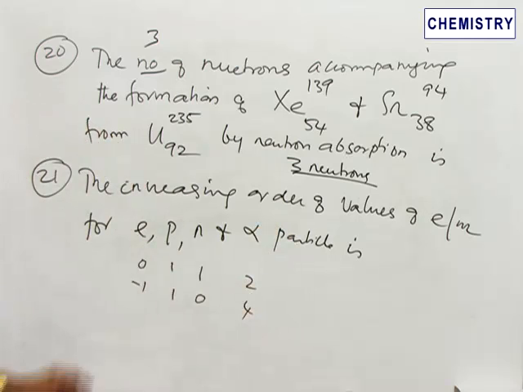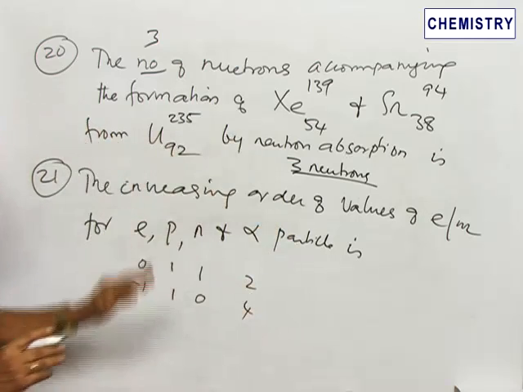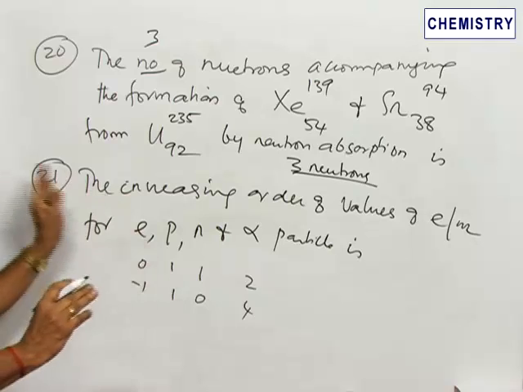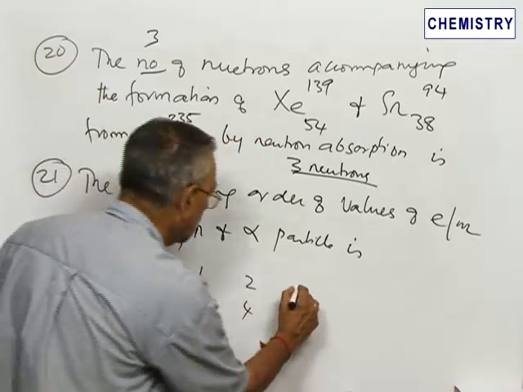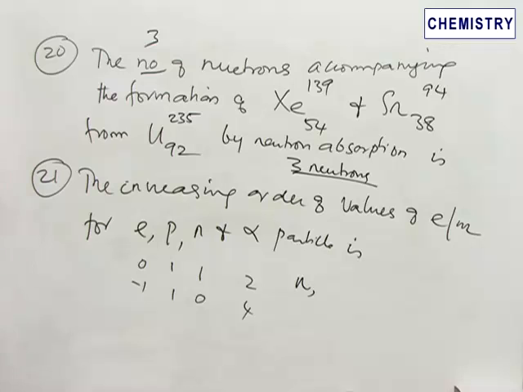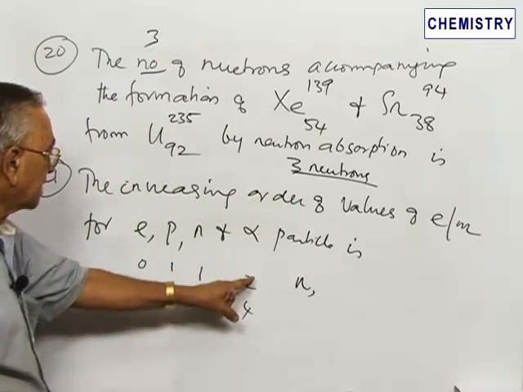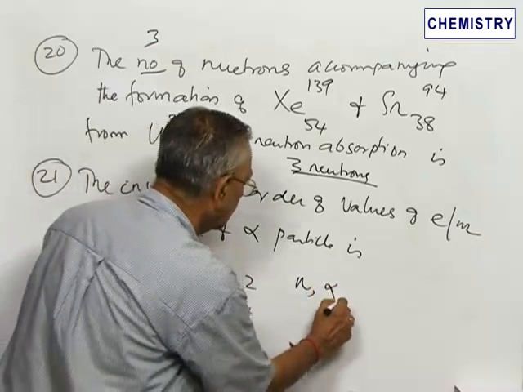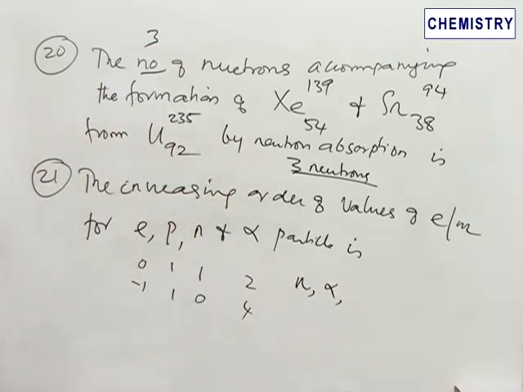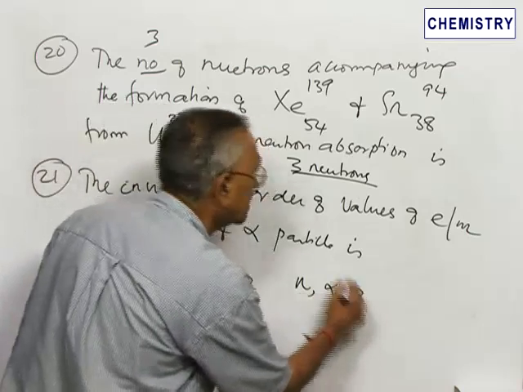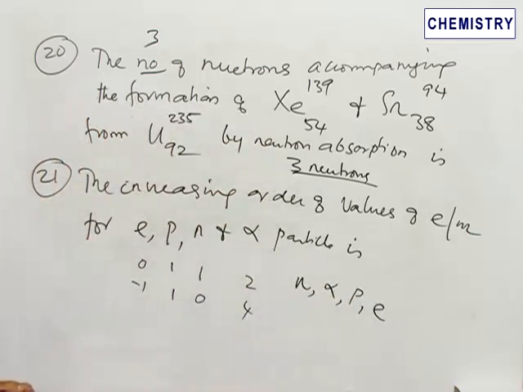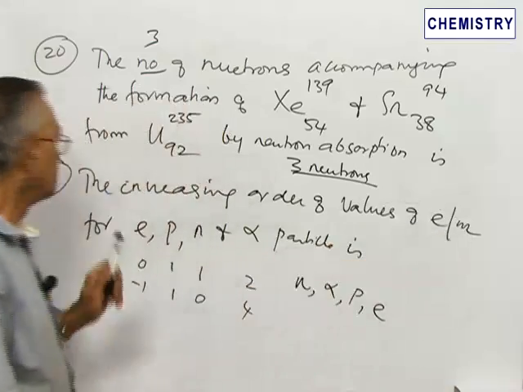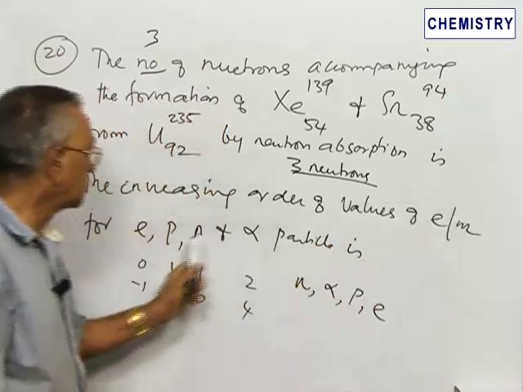So, what will be the increasing order? We have to start with the lowest value and go to the higher value. The first one will be the neutron, N. Then the alpha particle, whose charge by mass is a half. Then the proton, which is 1 by 1. And lastly the electron, where it is 1 divided by 0, which is the largest. So, this will be the order of the e by m ratio, the charge by mass ratio, for these particles.